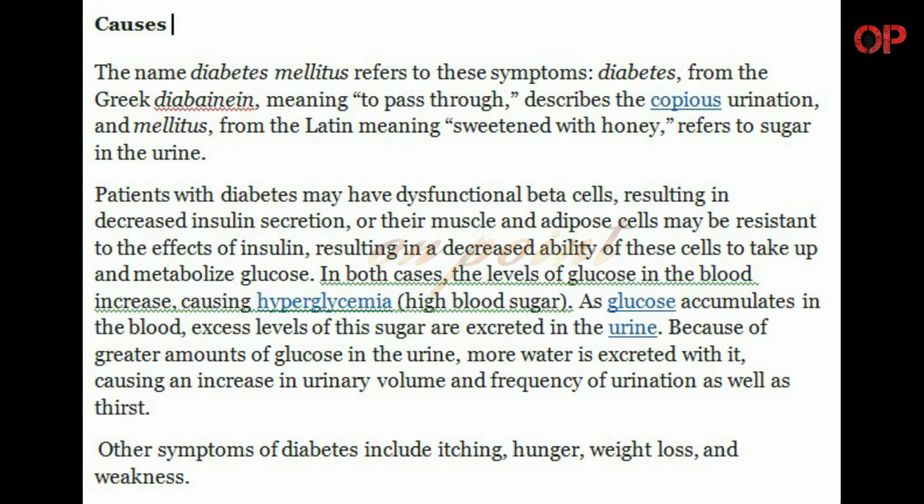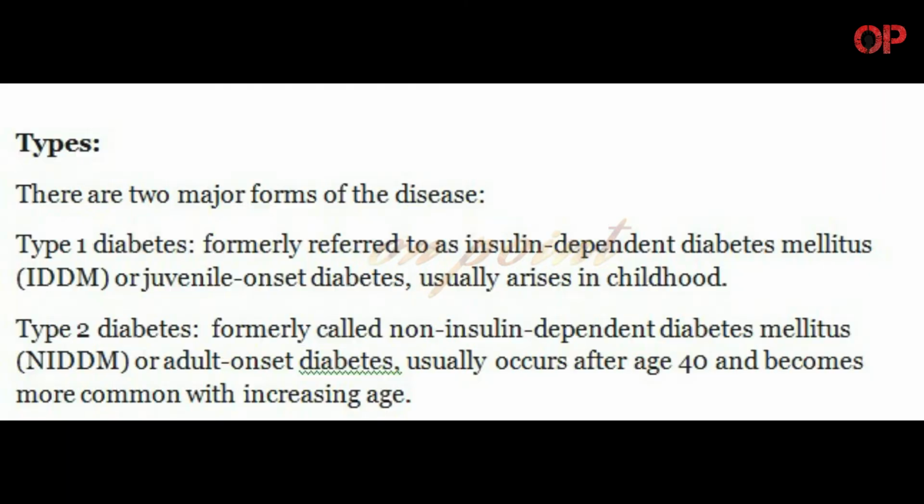As glucose accumulates in the blood, excess levels of this sugar are excreted in the urine. Because of greater amounts of glucose in the urine, more water is excreted with it, causing an increase in urinary volume and frequency of urination as well as thirst. Other symptoms of diabetes include itching, hunger, weight loss, and weakness.